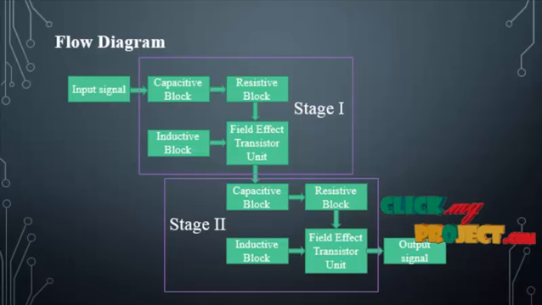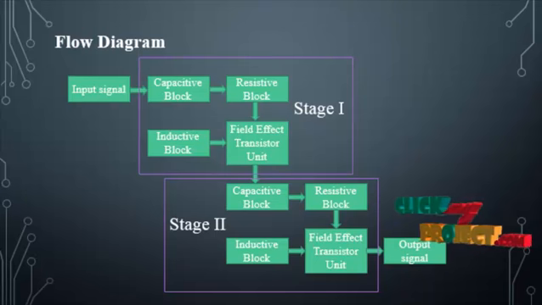In the resistive block, the voltage is applied to the electrical current. In the inductive block, the electromotive force is generated by a change in the current flowing. The output of the resistive block and the inductive block current flow is directly applied to the field effect transistor unit. This field effect transistor unit will produce the first stage output.